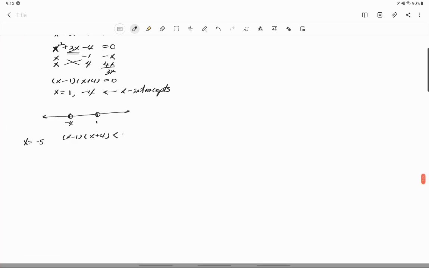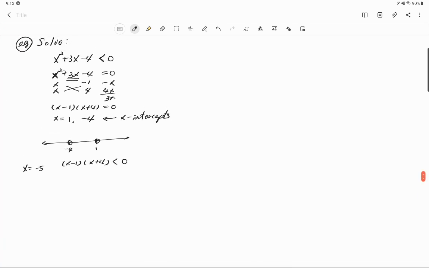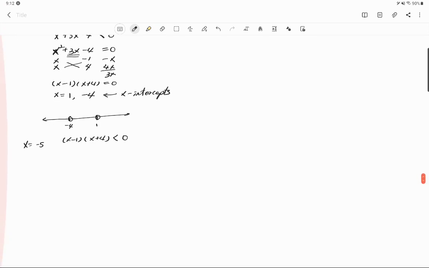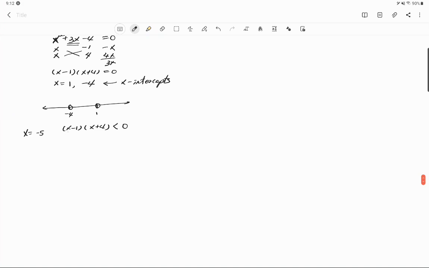So this is the factored inequality, right? The original one was not factored, but now we factored it. From this, let's find whether the polynomial is positive or negative. So plug in -5, then this will be a negative sign, and -5 plus 4 is a negative sign. So multiplying these two is positive. So this part is positive.